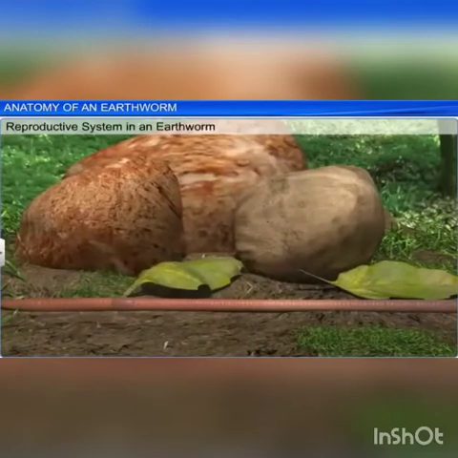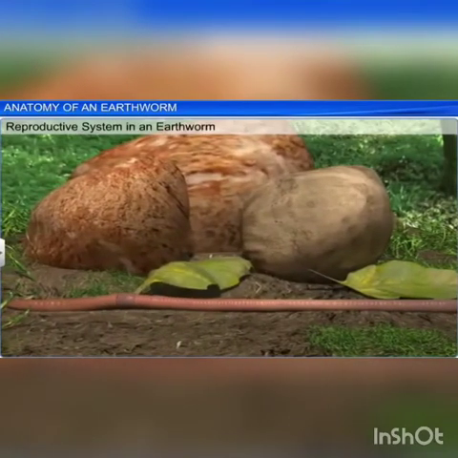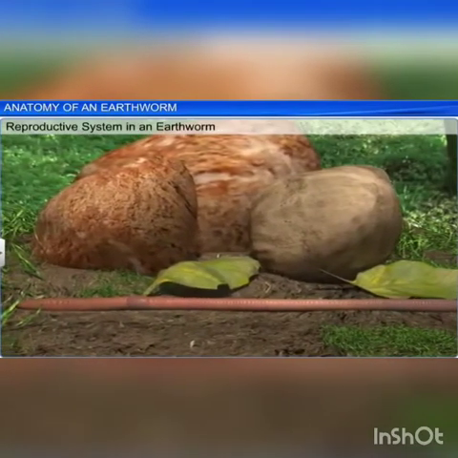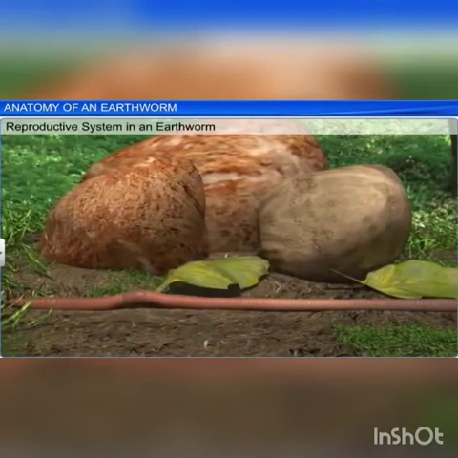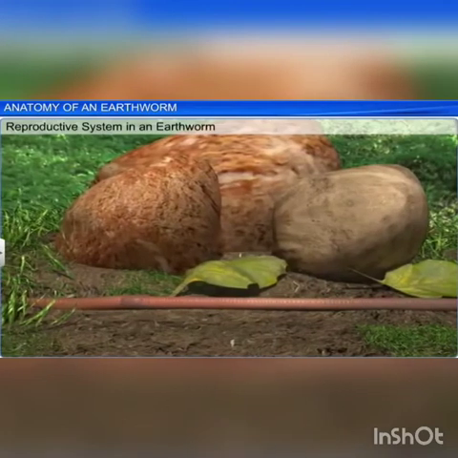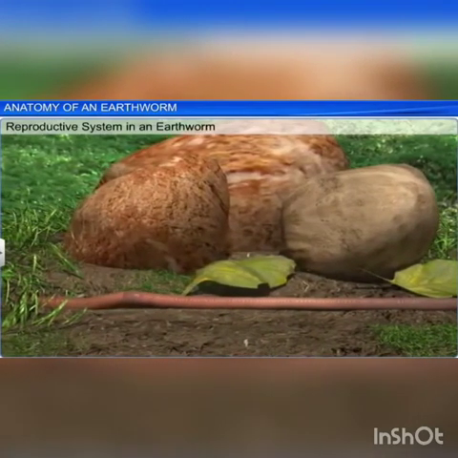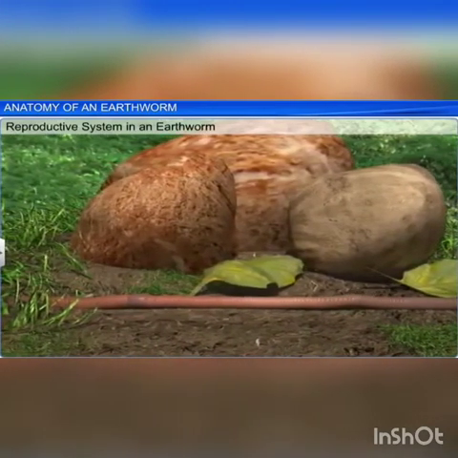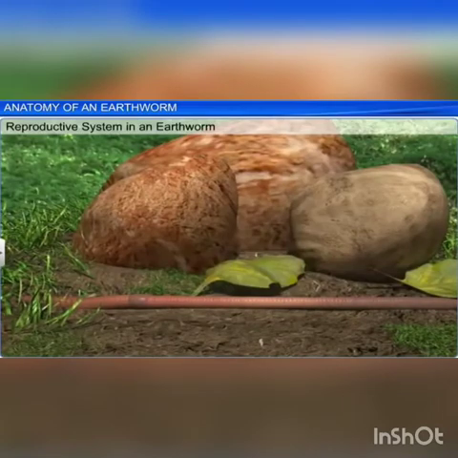Next we move on to the reproductive system. Earthworms are hermaphrodite. That means the male and the female reproductive organs are found in the same individual. So self-fertilization is avoided. Both sexes are in the same animal, but self-fertilization does not happen.